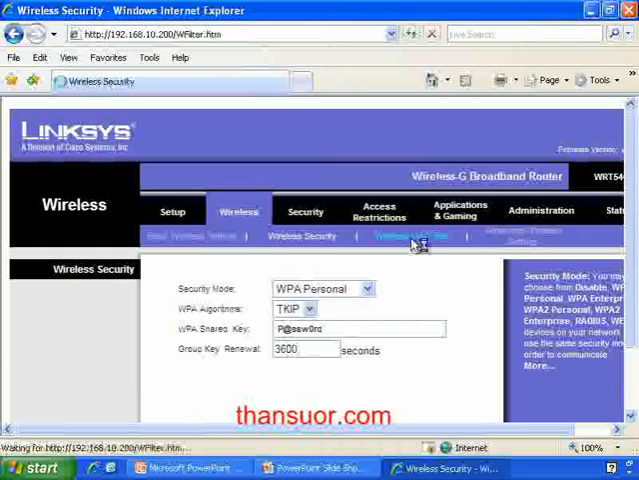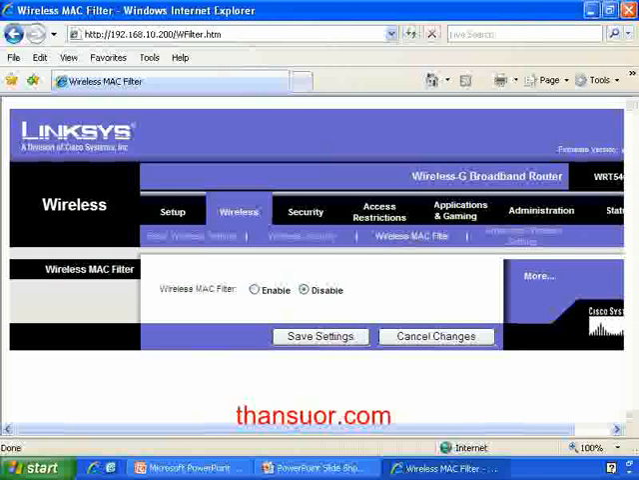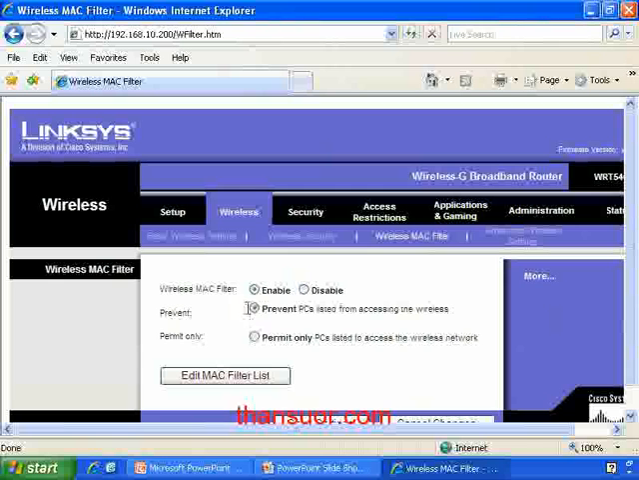Now another thing we can do is go over here to our wireless MAC filter, and right now it's disabled. If I wanted to enable MAC filtering, then I could go ahead and check it out.